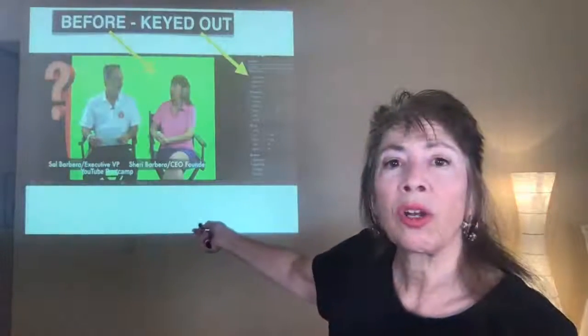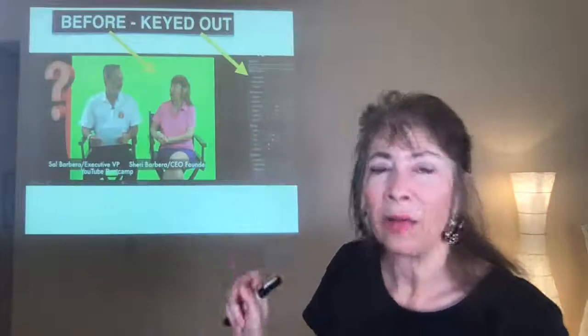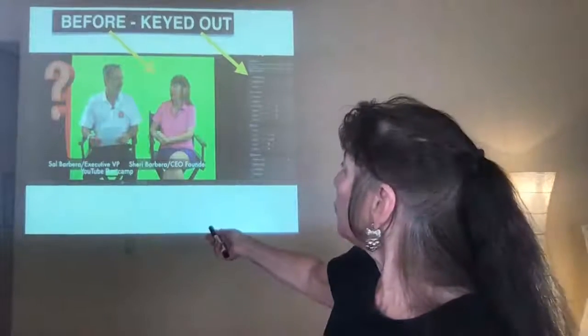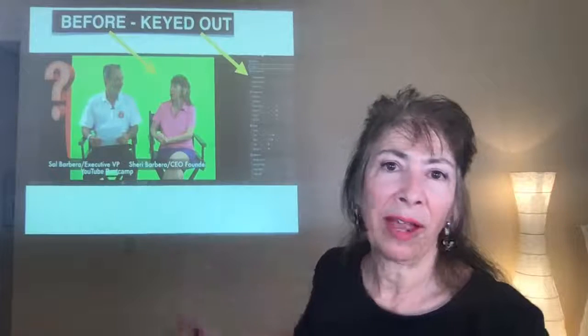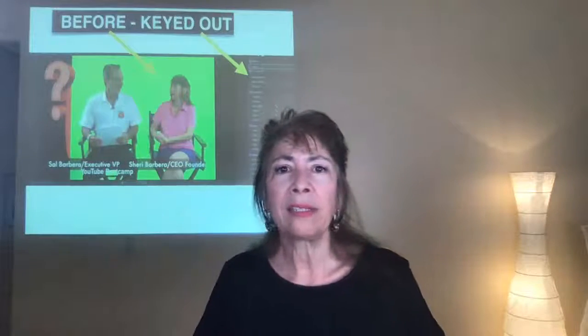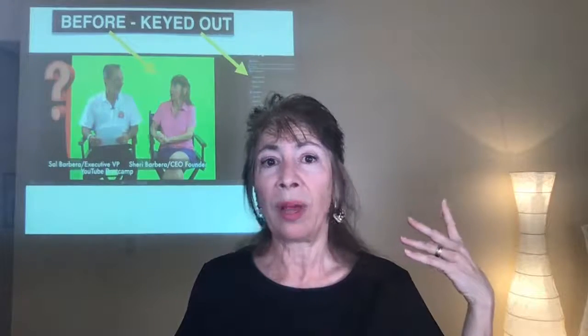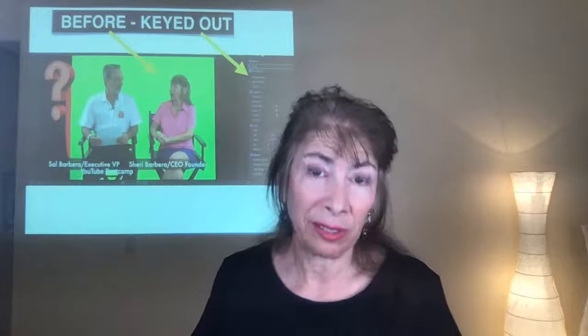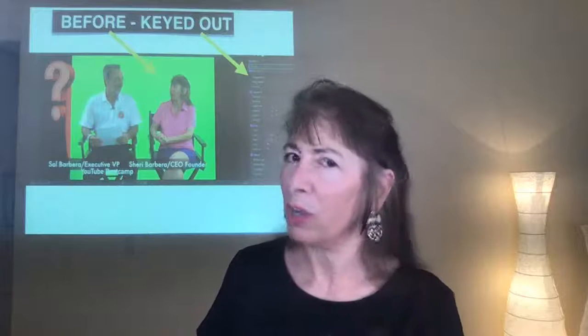So this is what it looked like before it was keyed out. And keying is the film term used for taking out the background. When you key something, it doesn't have to be a green screen behind you. It can also be a blue screen. And some people even use white screens. That's a lot trickier, so I would not recommend that.